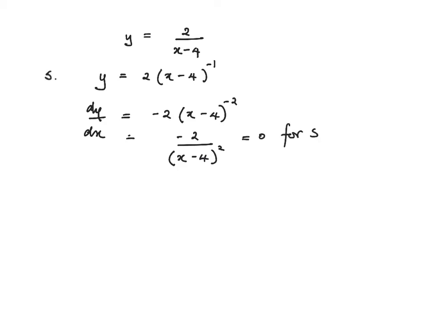Now we've already been in this position, which is to say we have a fraction equaling 0, but the top line is what interests us. Remember, the function is undefined when the bottom line equals 0. So what we're really saying is, when does minus 2 equal 0? Well, minus 2 cannot equal 0. That means there are no stationary points.